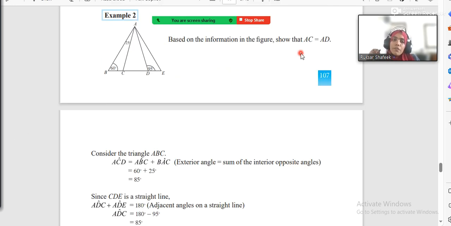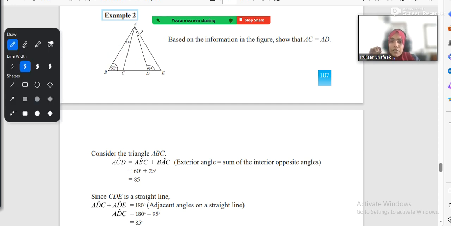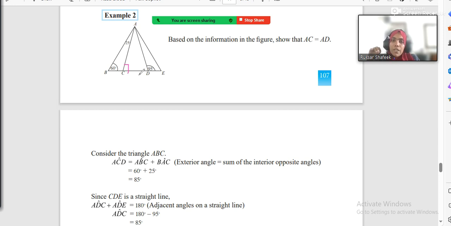Let's clear the screen before we move. Based on the information in the figure, show that AC is equal to AD. This is pretty much the same question that we had previously. We can do this also in different methods. We can apply the exterior angle theorem to find ACD, that is 60 plus 25. The exterior angle is equal to the sum of the interior opposite angles. These are the two interior opposite angles. 60 plus 25 is equal to 85.